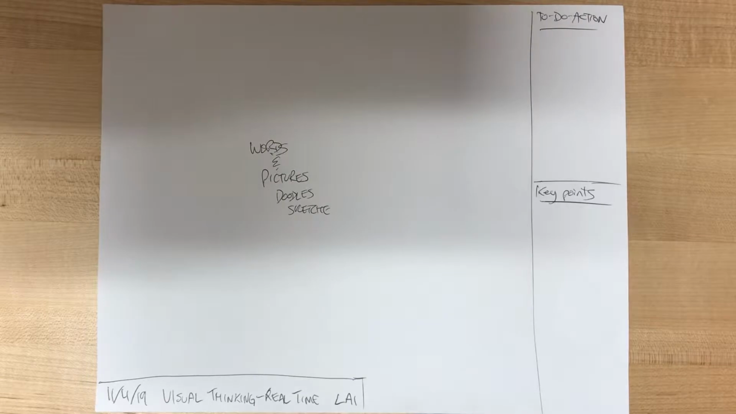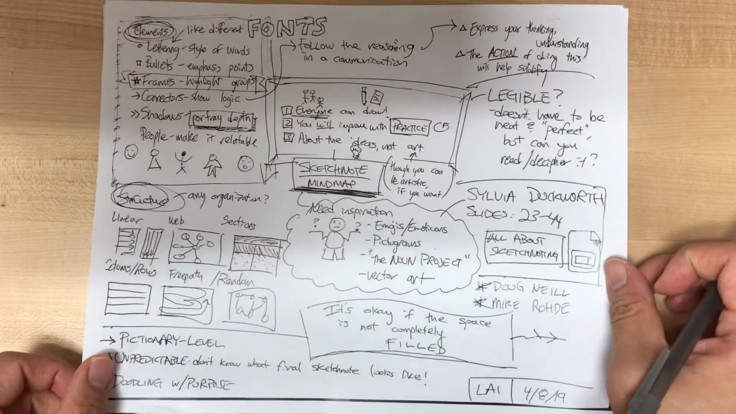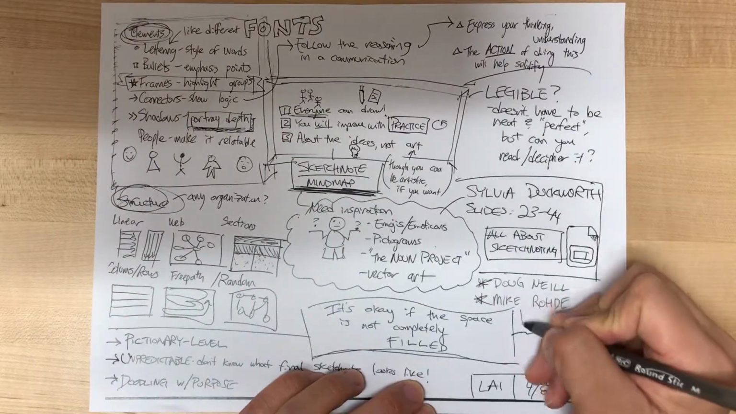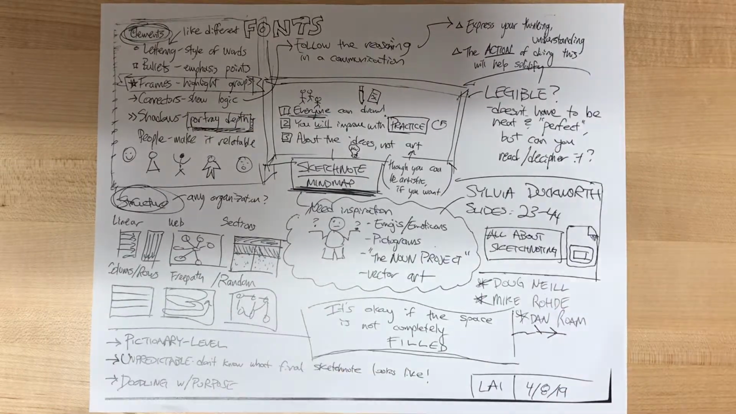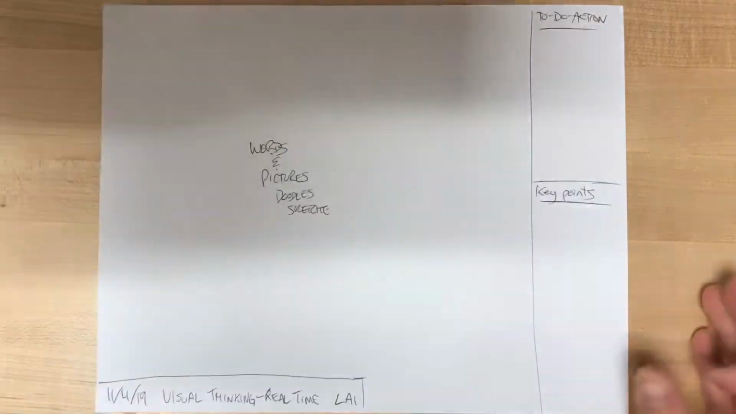And sorry, now I'm getting distracted, but I need to make sure I have a fourth guy here. Dan Roam, how could I forget? He did Back of the Napkin and Visual Grammar. Anyway, sorry, I digress, but it's important.